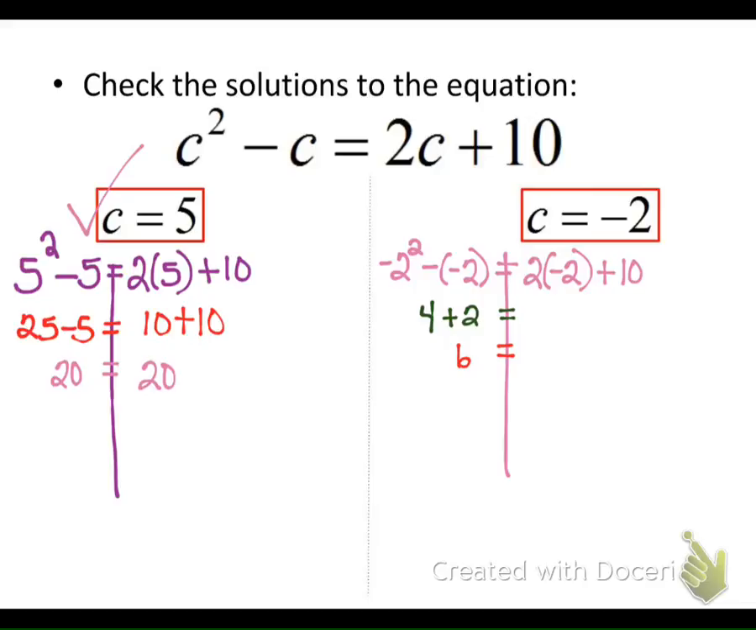So now I'm going to come up and simplify my right side. So where do I start here on my right side? Times. So what's 2 times negative 2? So I have negative 4 plus 10. Okay. What's negative 4 plus 10? 6. So c equals negative 2. Is that also a solution to this equation? Yeah, so that was a correct answer too. So there's 2 solutions to this particular equation.